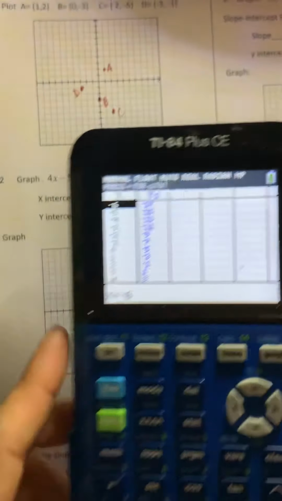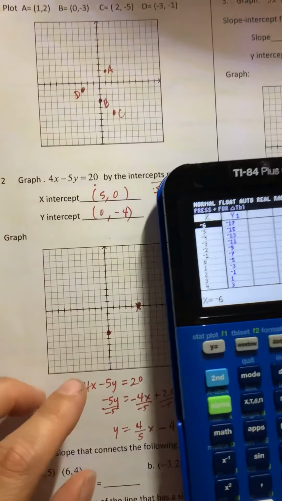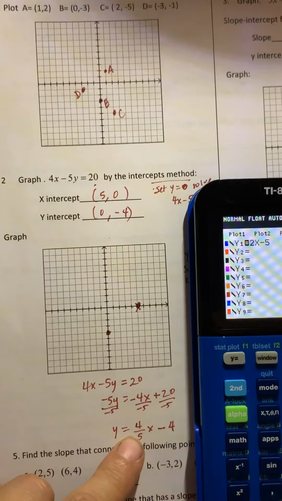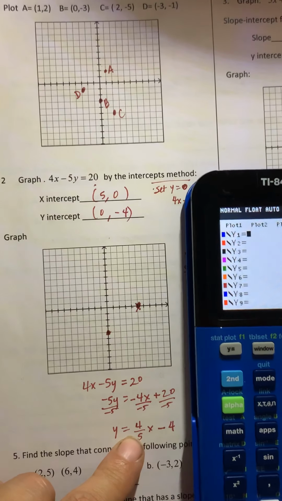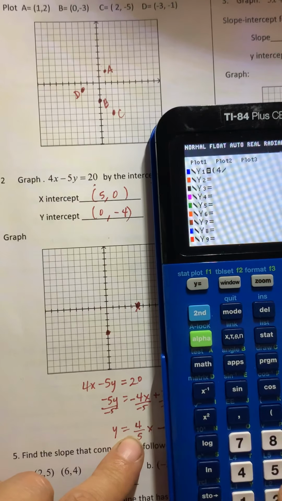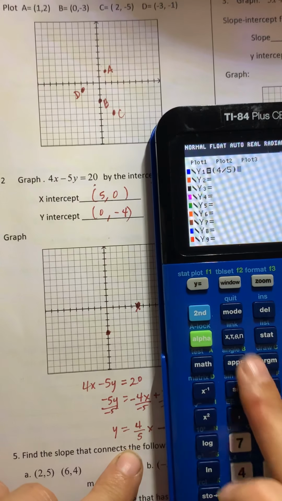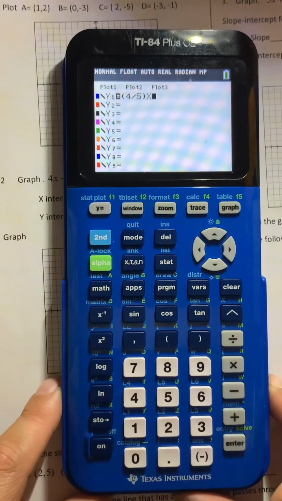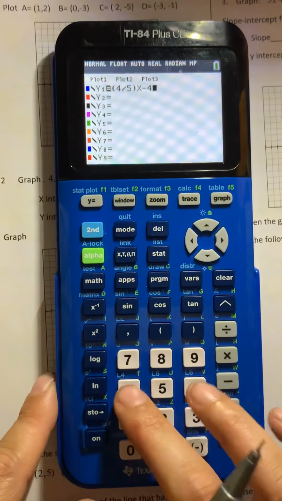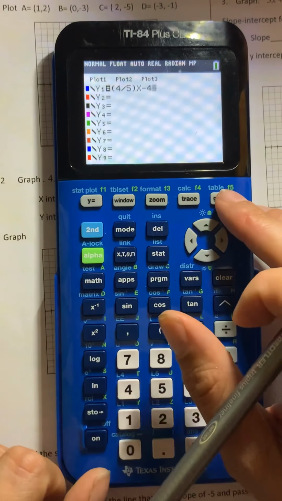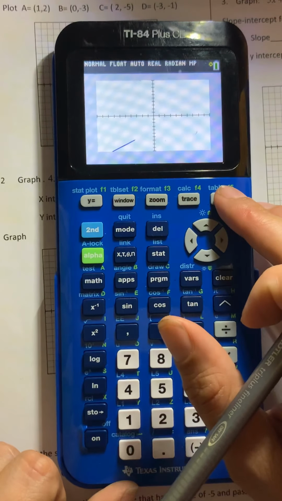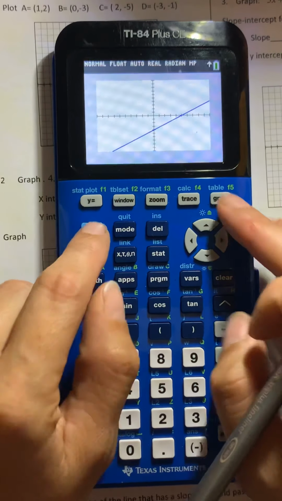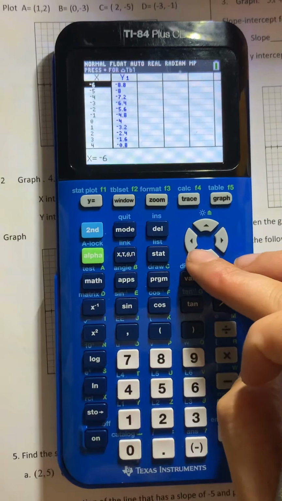And so here we can just put it in our graphing calculator. Y equals, what did we say it was? Clear it. Put the fraction 4 divided by 5 x. I'm trying to show you the keys so you can see. And then it was -4. So here you can look at the graph. There's our beautiful line. Now we can go to second table, to confirm if our intercepts are there.